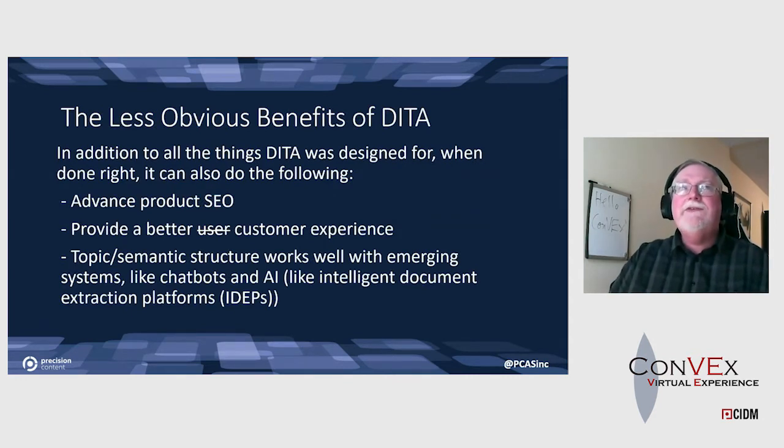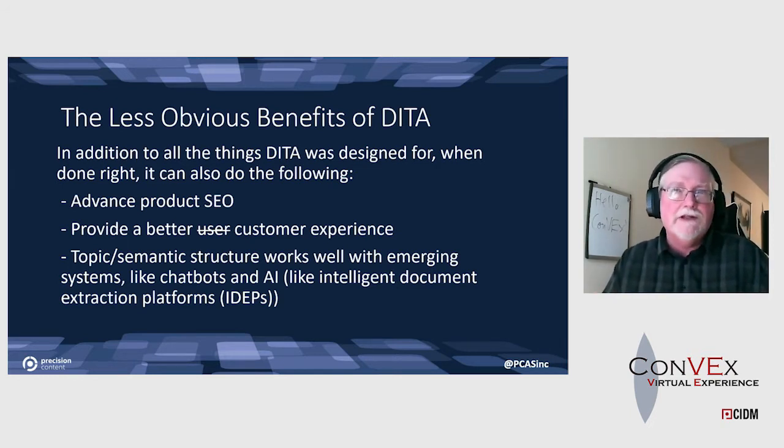Some of the less obvious benefits of DITA, in addition to all the things that DITA was designed for, when done right, it can also do the following: advanced product search engine optimization, provide a better customer experience, and the topic semantic structure works really well with emerging systems, such as chatbots and AIs, like intelligent document extraction platforms. This is by design, but not in the way that the founders of DITA would have originally thought. Single sourcing, content reuse, and more efficient localization are all great, but it's because of topic typing and the user focus of well-written DITA that we're seeing other opportunities opening up.